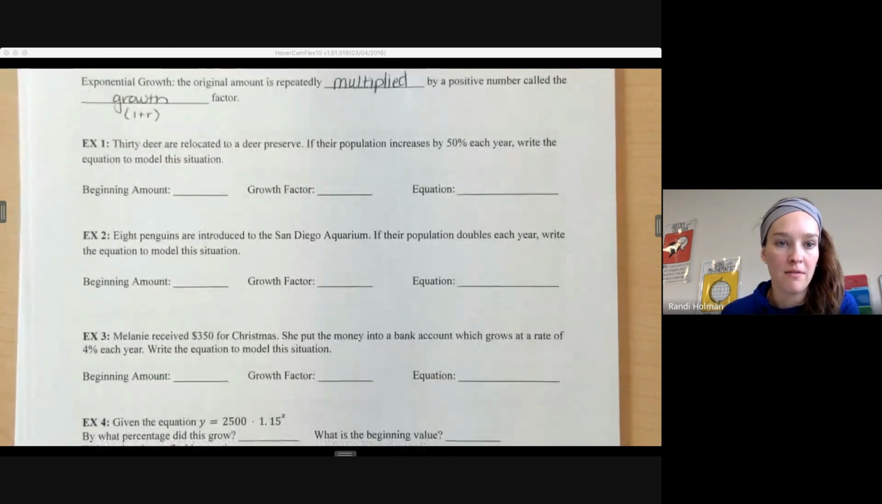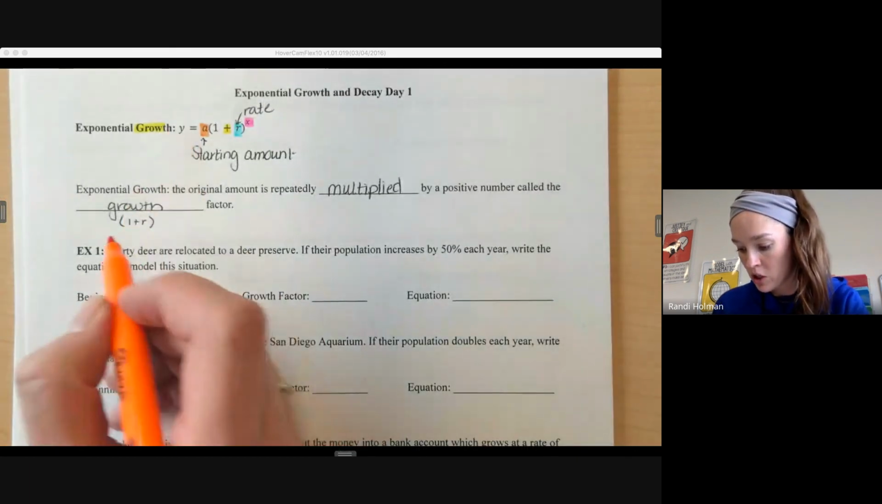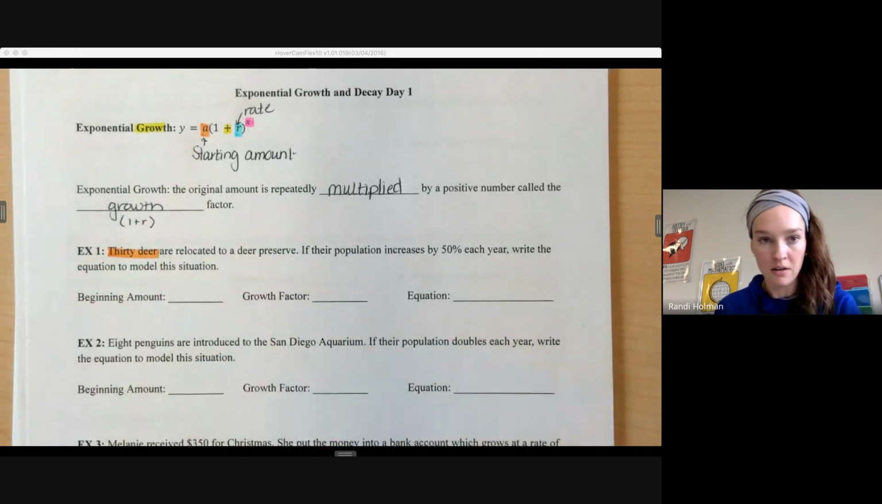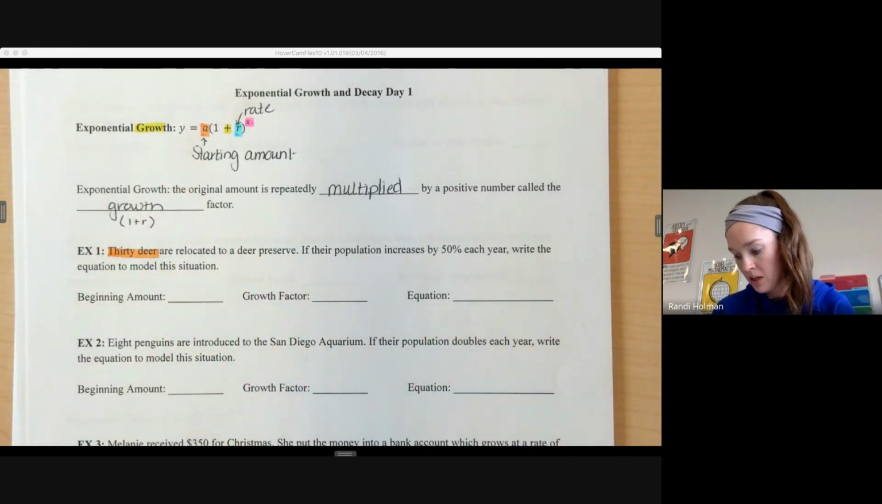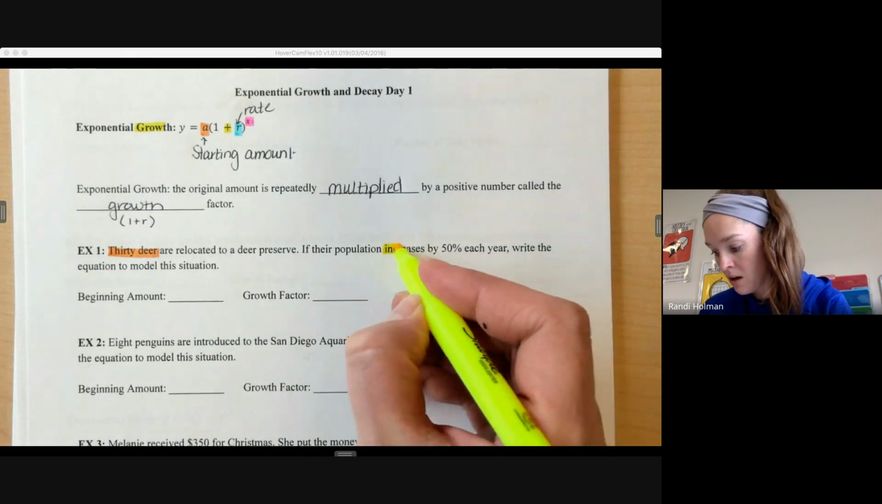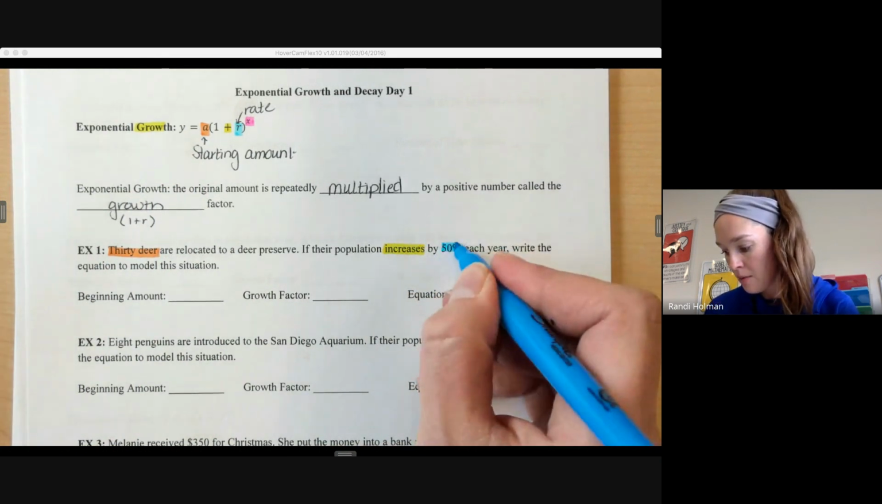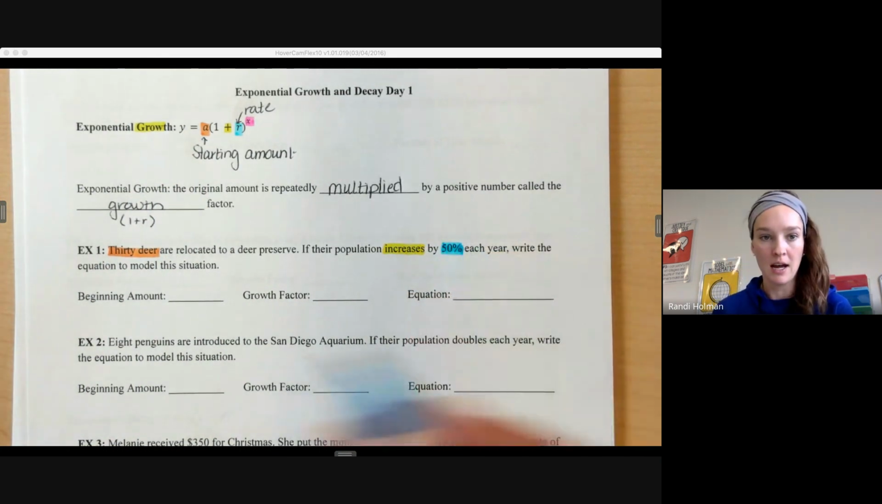Our first one here, we have 30 deer. So we're starting off with 30 deer. That's our A value. They are relocated to a deer preserve. Their population increases. That tells us that we are dealing with growth here. It's increasing by 50%. So that is our rate. And anytime we have a percent here, we want to think of that percent as a decimal. Write an equation to model this situation.